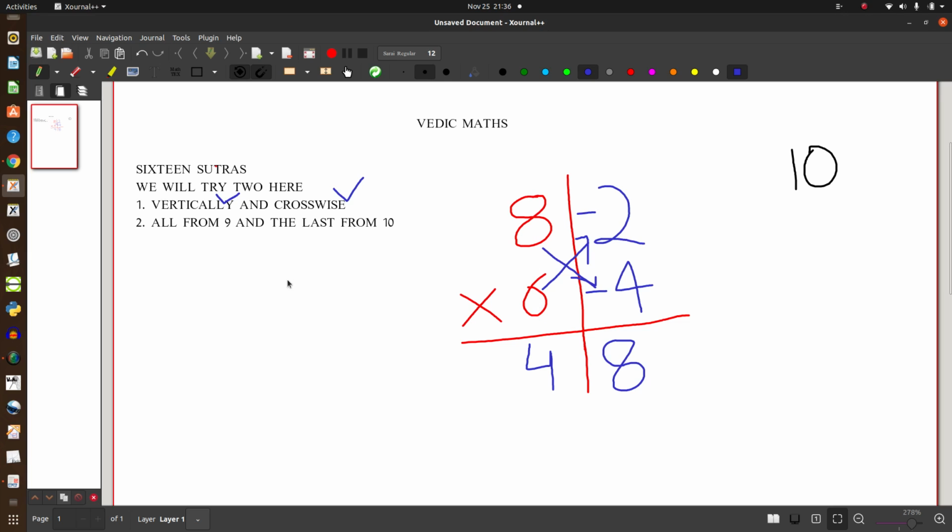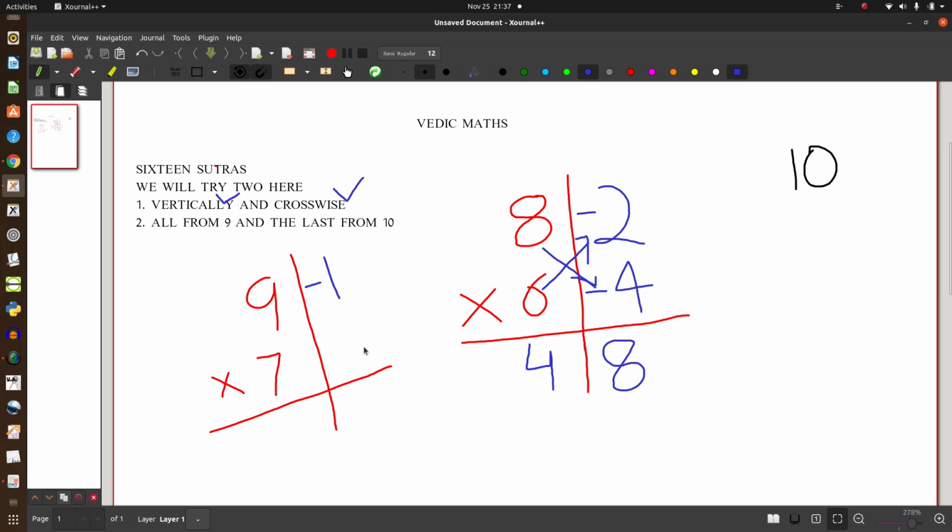So if I have to multiply, say for example, 9 multiplied by 7, what will be its value? First I'll make the same two lines. Now here 9 minus 10, I'll get minus 1.